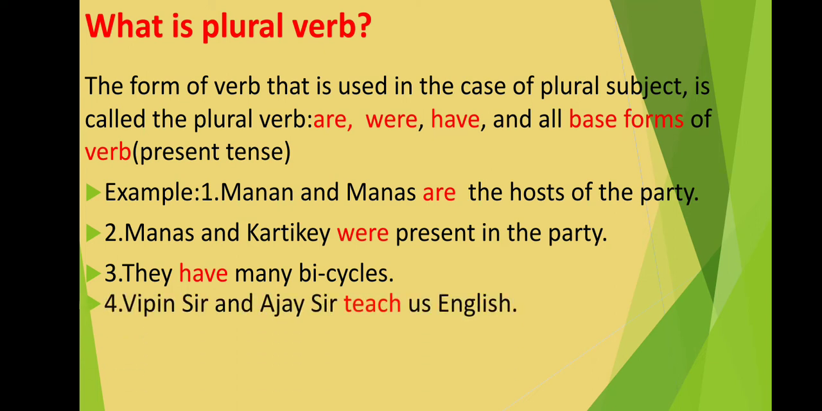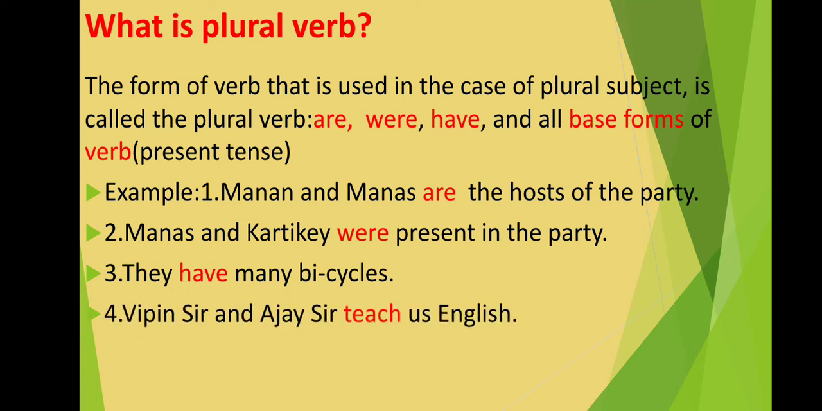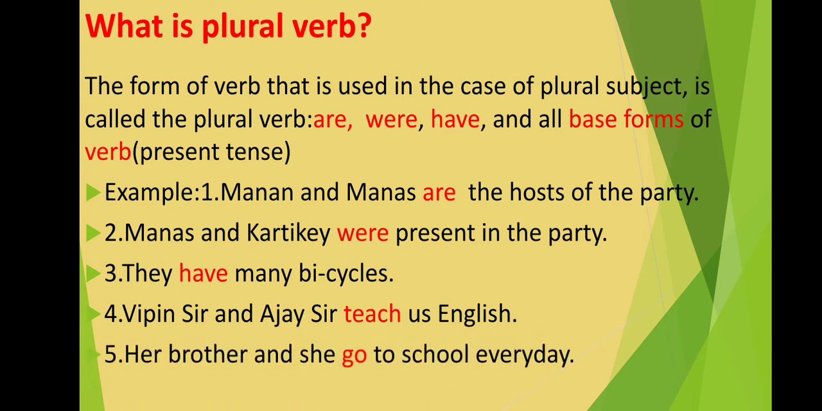Vipin sir and Ajay sir teach us English. So Vipin sir and Ajay sir are plural subjects, and the verb agreed with the plural subjects is also a plural verb, that is teach. Another example: her brother and she go. Her brother and she are plural subjects, and agreed with the plural verb, that is go, shown in red. Understood? Highlighted part.